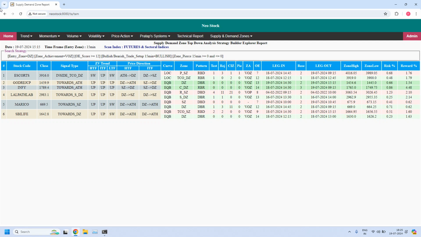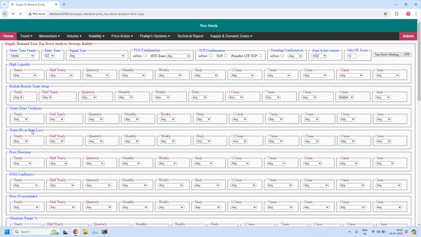So the next report is going to be bearish trade setup for daily income trade. For daily income trade, entry time frame is 15 minutes, but bearish trade setup, entry zone should be supply zone. Bearish trade setup for daily income trade. And also in bullish or bearish trade setup, in 15 minutes time frame, changing the value to bearish.